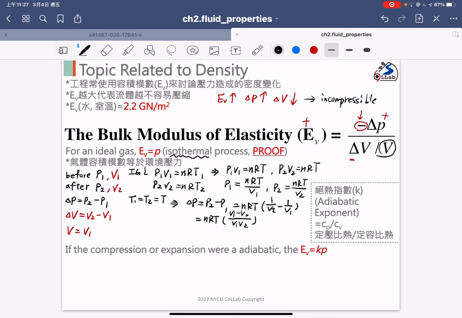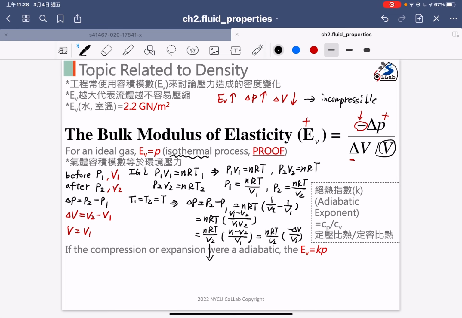Okay, so we can keep the V1 inside and take the V2 outside. So we can rewrite this as nRT divided by V2, and the inside is V1 over V1 minus V2. And V1 minus V2 is minus delta V, right? So it's nRT divided by V2, and inside is minus delta V divided by V1.